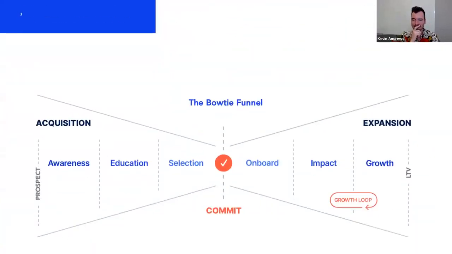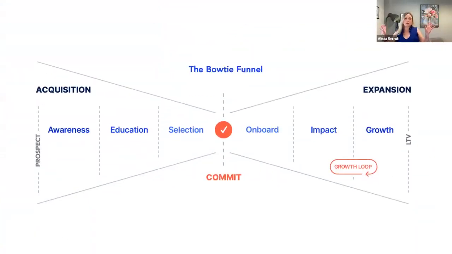So we're going to do a quick review, or maybe this is your first introduction to the bow tie funnel before we jump into the method. And there's a method to my madness. Okay. If you are familiar with a traditional sales funnel, usually a traditional sales funnel looks like a funnel. It starts at the top, right? That prospect awareness, education, selection, and that sales funnel usually ends at that peak where people commit to buy.